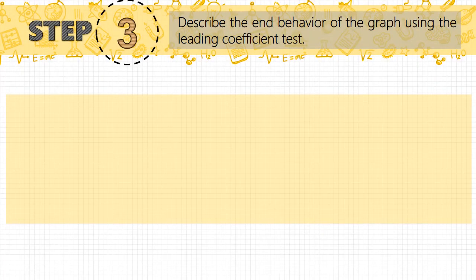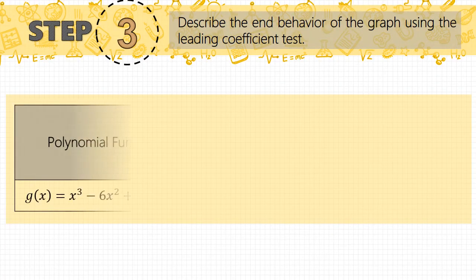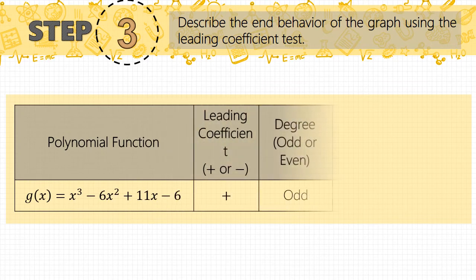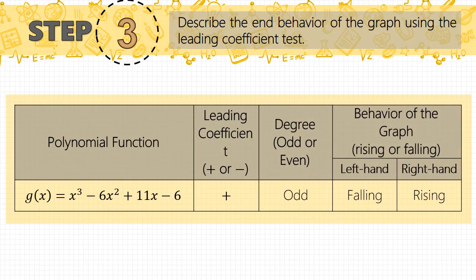The leading coefficient of the function is 1, so it's positive. The degree is 3, so it's odd. So the graph falls to the left and rises to the right.